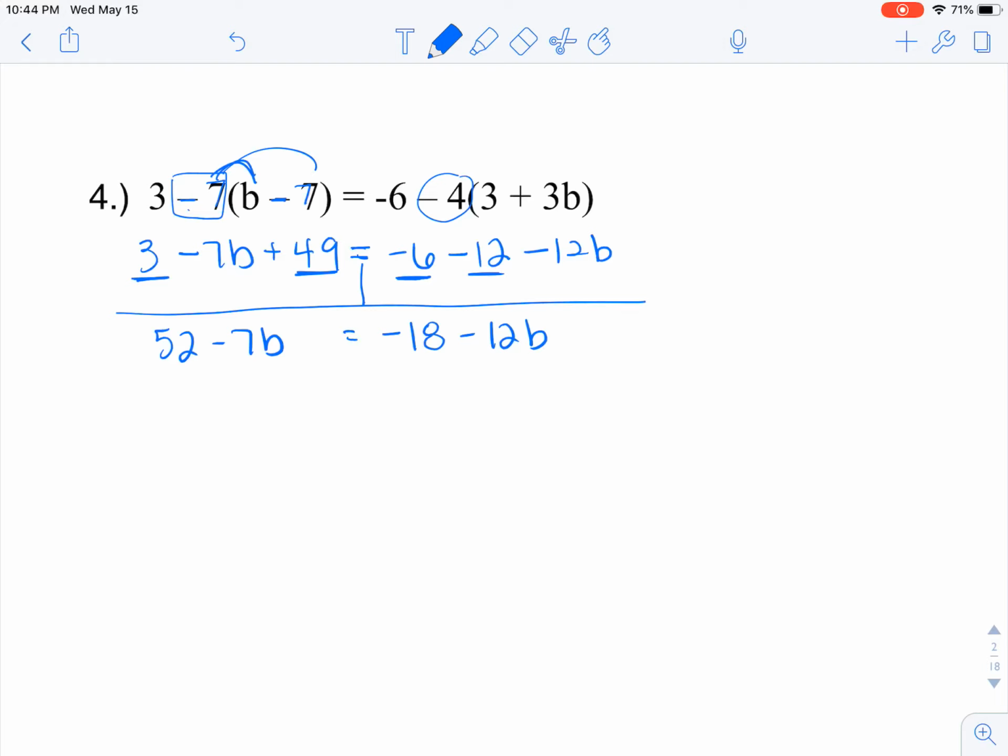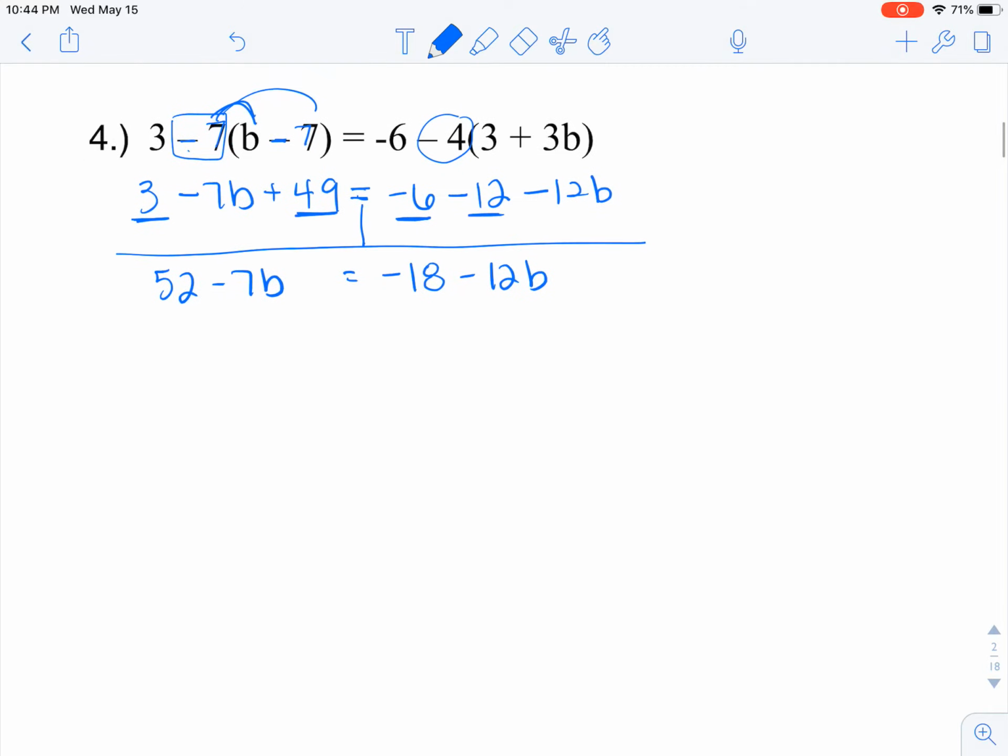Now I can go through and solve. And at this point, you can do 4 different things. You can either move the 7b, the negative 18, or the negative 12b. It doesn't really matter. I like to try to avoid negatives if I can. Sometimes you can't avoid it. So I'm going to start with adding 18 to both sides.